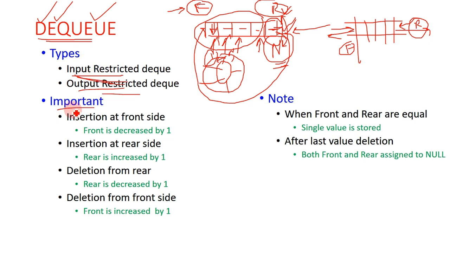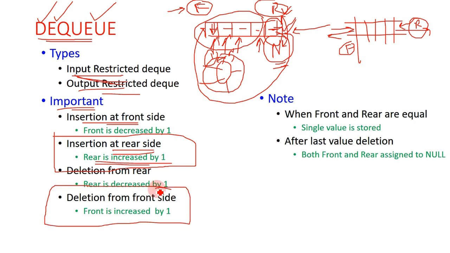It is important to note that in DQ you can do insertion from both ends, double-ended. At the rear, this is the normal operation: you increment the rear by 1, just like the normal queue. And deletion from the front is also the normal operation, just like the queue operation. When you want to insert at the rear end, you increment the rear by 1. When you do deletion from the front side, you increment the front by 1. So these are the normal operations.